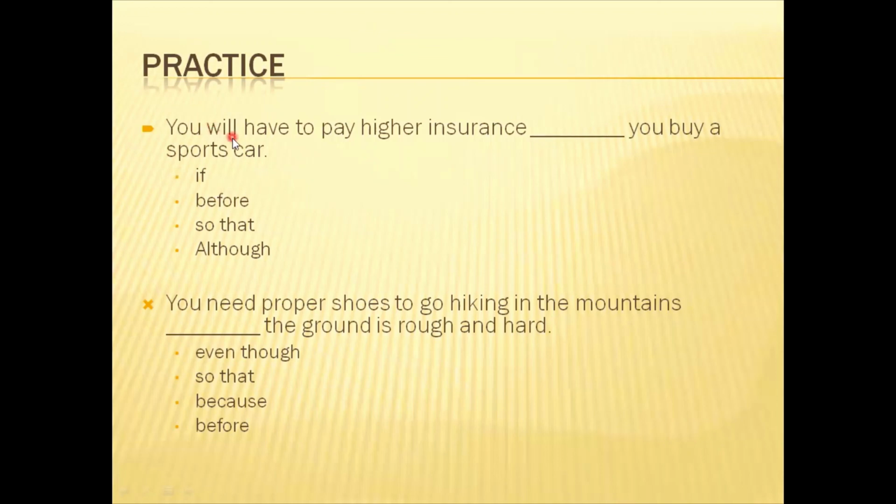So there's a practice of two questions here. Understand the concept and comment the answer below. My first question for you is: you will have to pay higher insurance dash you buy a sports car. Whether the answer is if, before, so that, although, just think for a minute and write the answer in the comment box. I'm waiting for your answers. And the second question is: you need proper shoes to go hiking in the mountains dash the ground is rough and hard. Even though, so that, because, or before.